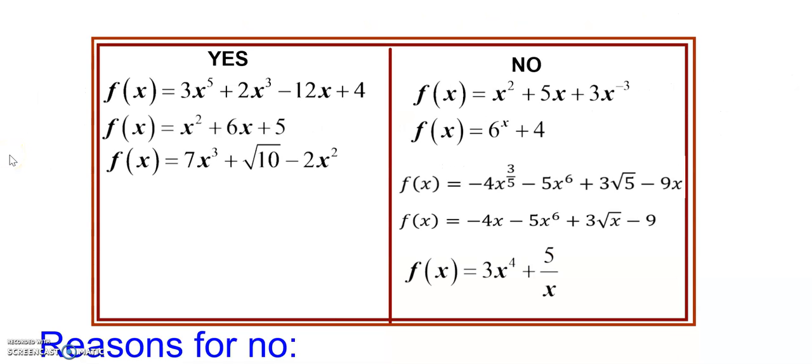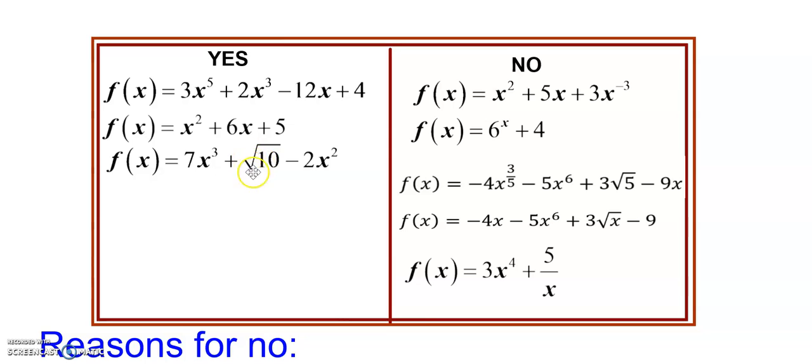Okay, so these are the polynomials on the left, and these are not polynomials on the right here. So let's just look real quick at the polynomials just to verify that they meet our definition. I've got more than one term. Each exponent is a non-negative integer. Each exponent is a non-negative integer. I've got more than one term. Each exponent is a non-negative integer. I've got more than one term.